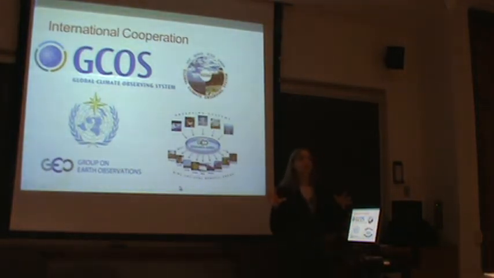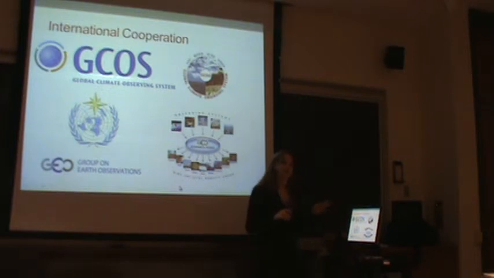So we talked a lot about what the U.S. is doing, the U.S. programs. There is a fair amount of international cooperation on climate monitoring, or at least efforts at international cooperation. So there's a Global Climate Observing System. There's the Group on Earth Observations internationally, and the U.S. Group on Earth Observations is actually a member of that. And a number of these groups are underneath the World Meteorological Organization.